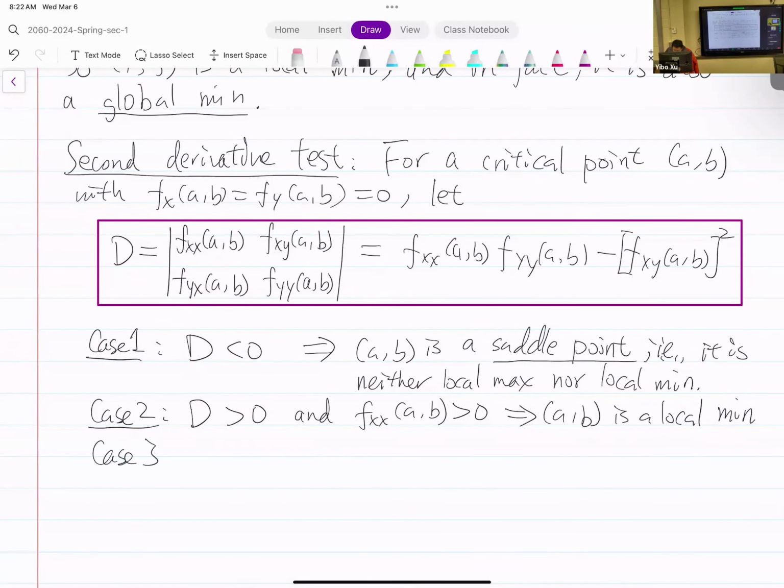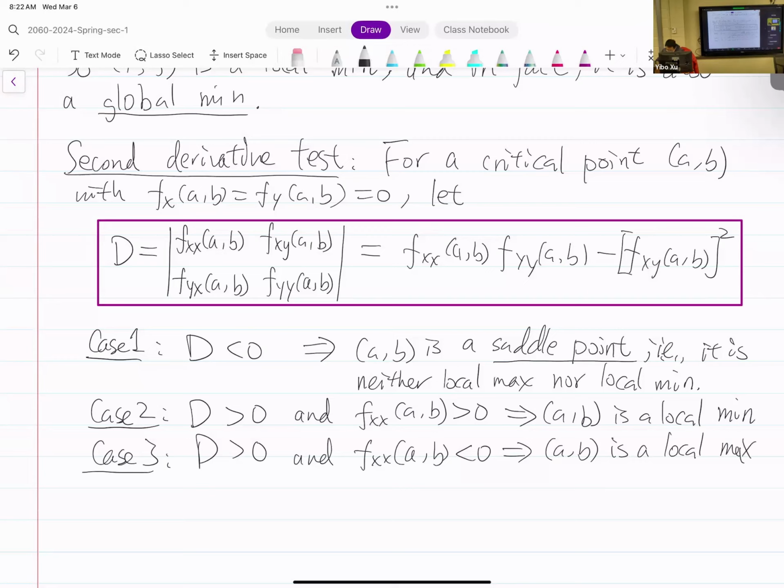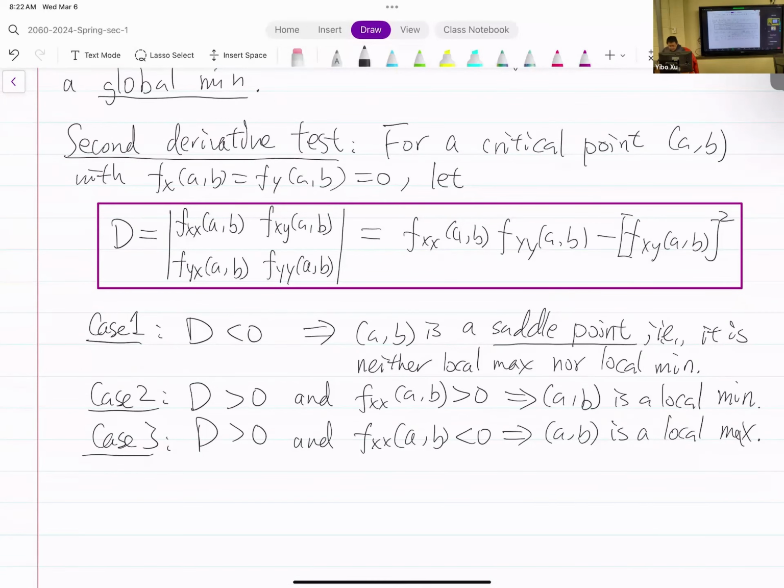Case 3. So cap D is still positive, but the sign of the principal minor is negative. Okay, so f sub xx is a negative value. So now this tells you that AB is a local maximum. Okay. So now that takes care of 3 different cases where we have a local max, local min, or saddle point. Right?